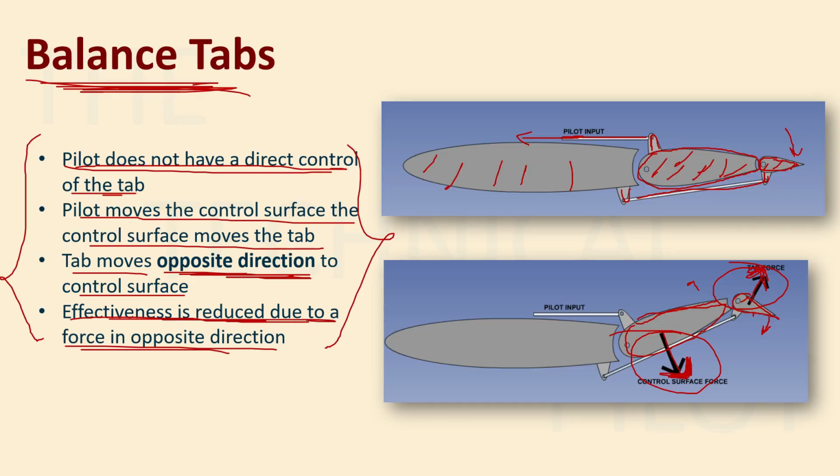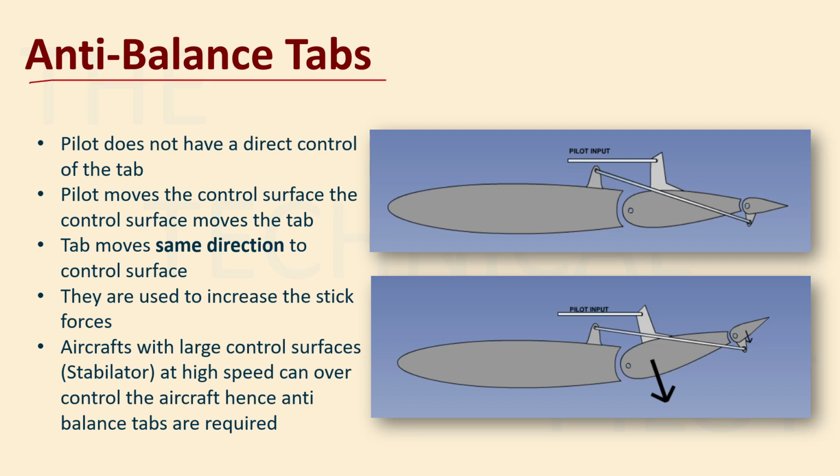So the first tab is our balance tab, right? Balance tab is controlled by what? By pilot control the flight control surface, and the control surface then controls your balance tab, right? And the tab moves in the opposite direction to your control surface, and the effectiveness is reduced. This is all you need to know about the balance tab. Then we have anti-balance tab.